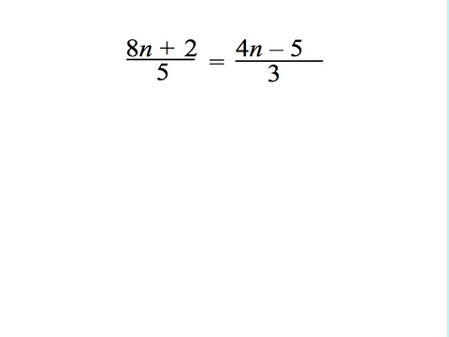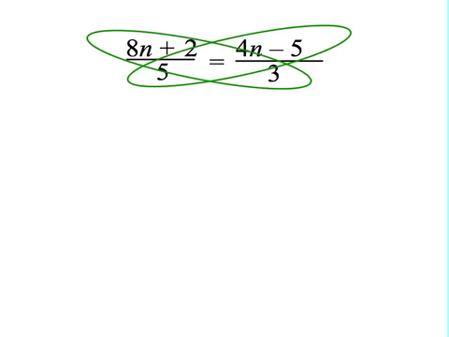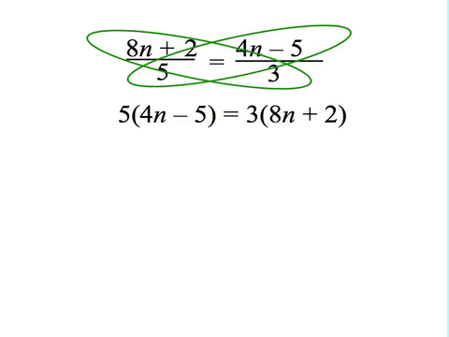Here's a little more complicated proportion, but it's still a proportion. The entire expression 8n plus 2 is one of the extremes, and the entire expression 4n minus 5 is one of the means. So here's our product of the means and the extremes.